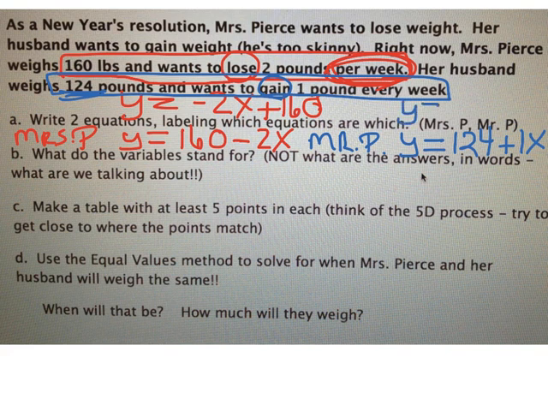And on top I'm going to say, okay, we could do it a different way. If you want to start with the x, or the growth rate, I'm going to say y equals 1x plus 124 is where he is beginning.